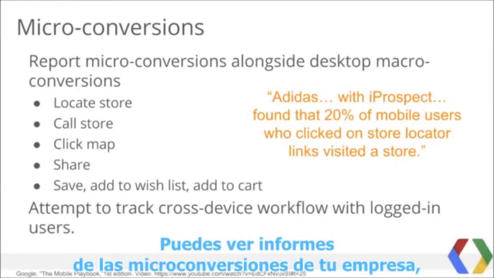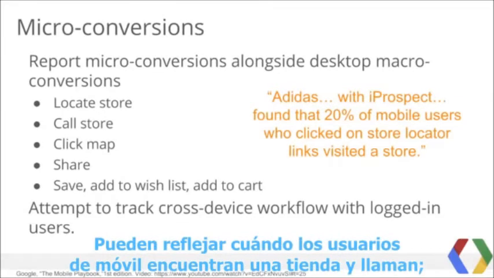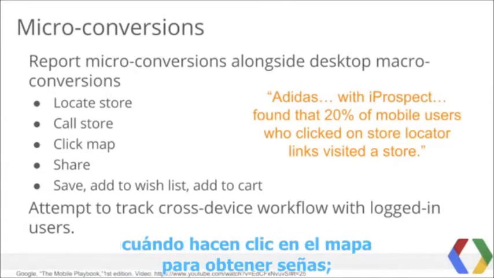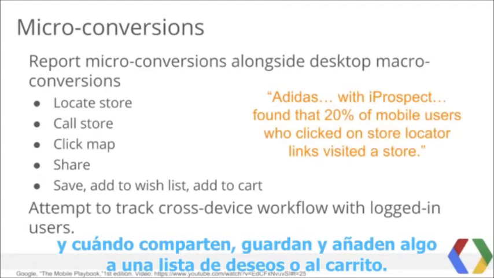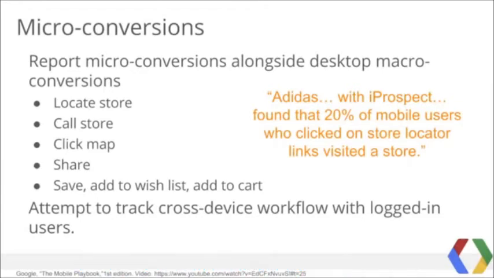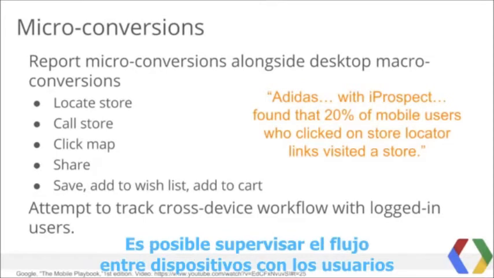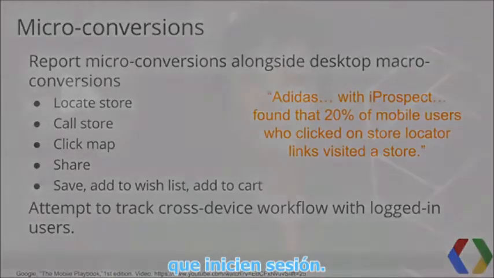Within your company, you can report these micro-conversions alongside the desktop macro-conversions. They may include when mobile visitors locate a store, call the store, click the map for directions, share, save, add to wish list, add to cart. It's reassuring to note that Adidas, with iProspect, found that 20% of mobile users who clicked on store locator links visited a store. If possible, also track cross-device workflow with logged-in users.